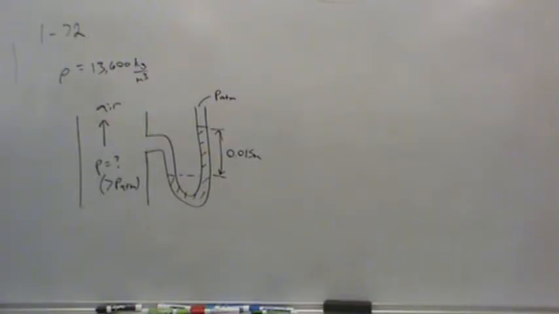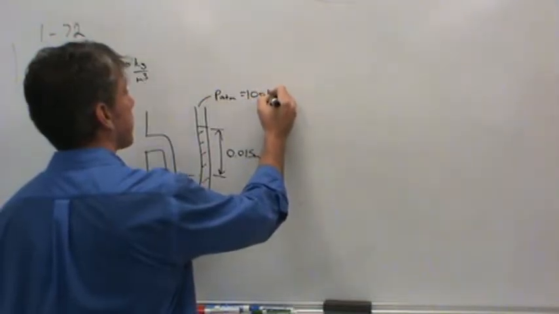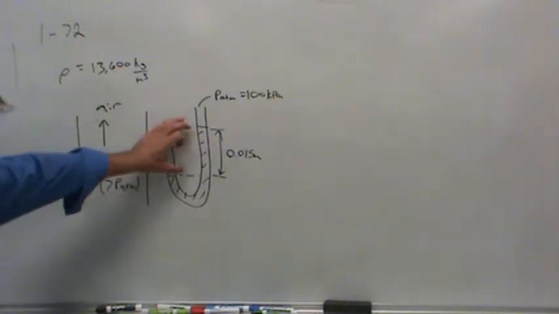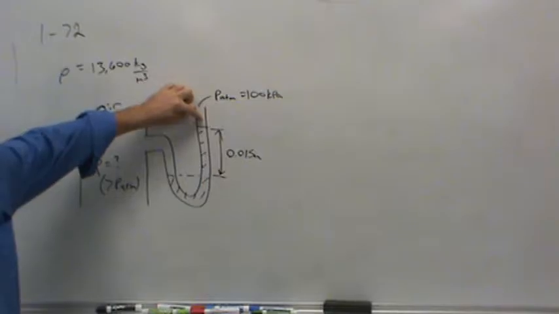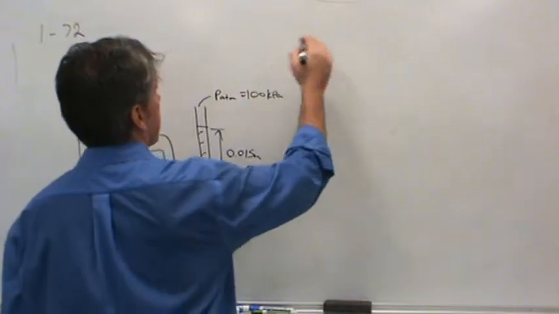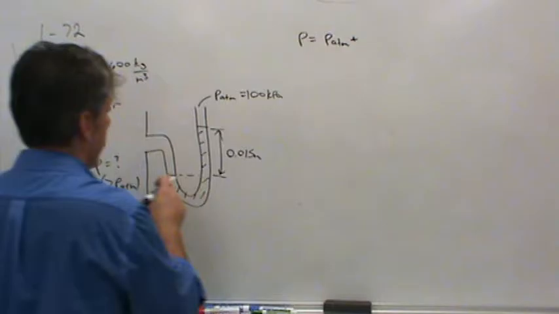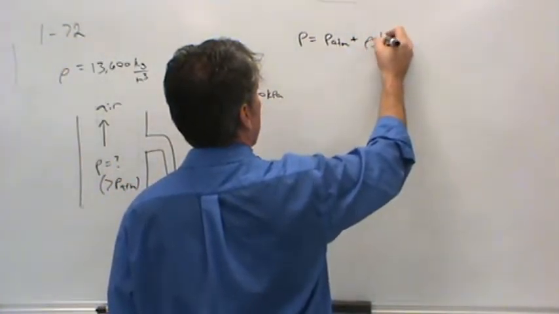And we're asked to find the absolute pressure, the absolute pressure in the duct. The atmospheric pressure was given to be 100 kilopascals. And so all we have to do is look at this, realize this represents the pressure on this side that's above the atmospheric pressure, and so we'll add it then to the atmospheric pressure to get the total pressure inside. So that would be pressure equals atmospheric pressure plus the deflection pressure, if you will, which is just rho g h.